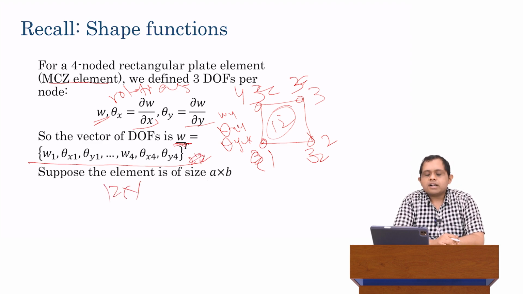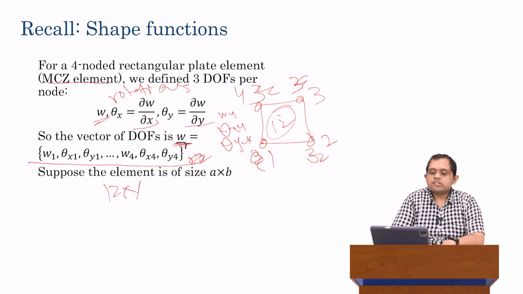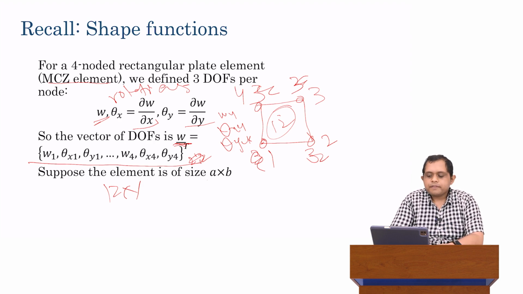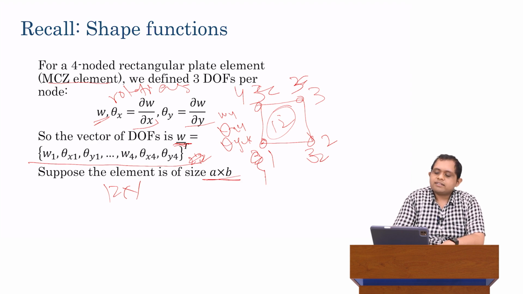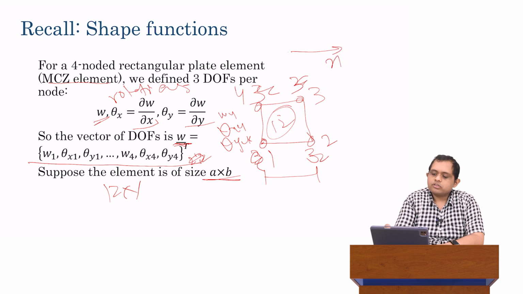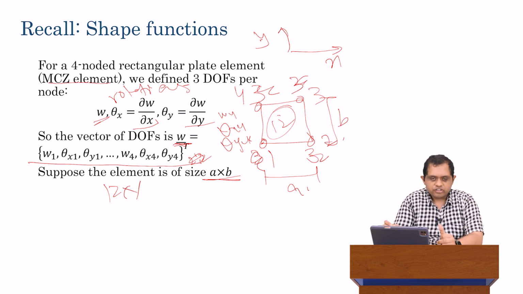Now, what we had started on last time was, of course, that this rectangle can take any shape you want. We started on last time that let's assume this rectangle is of size A by B, that is along the x-axis, and let me just draw the axis over here. So this is x and this is y. Along the x-axis, it has a length of A. Along the y-axis, it has a width of B. So we just start with this.